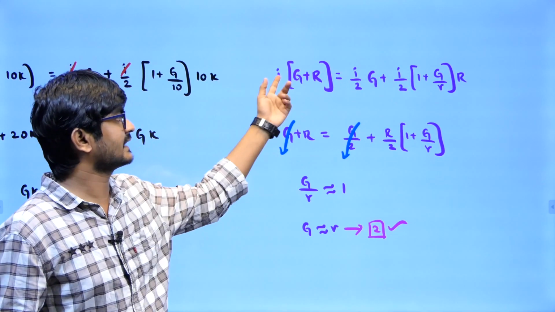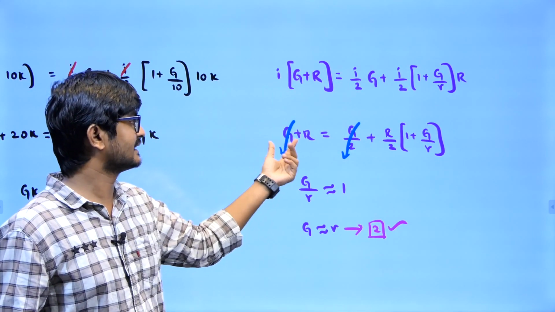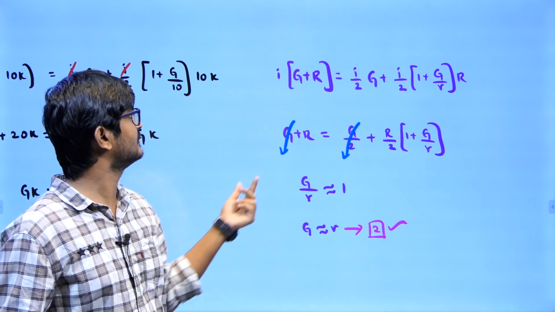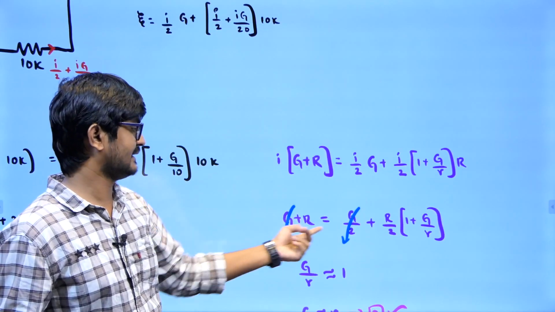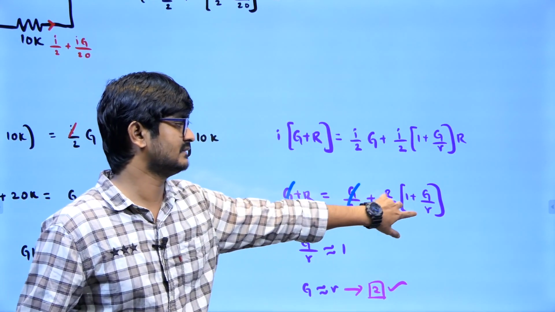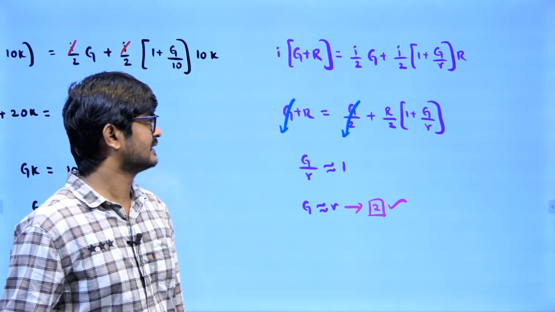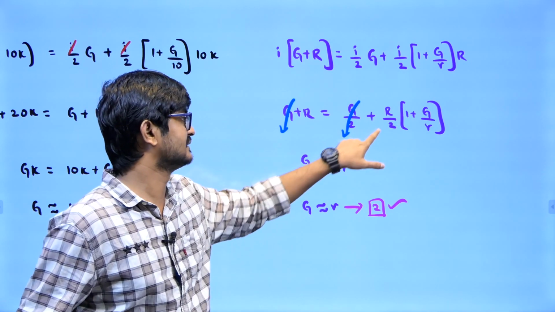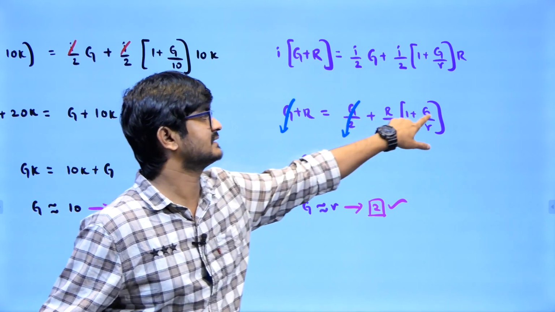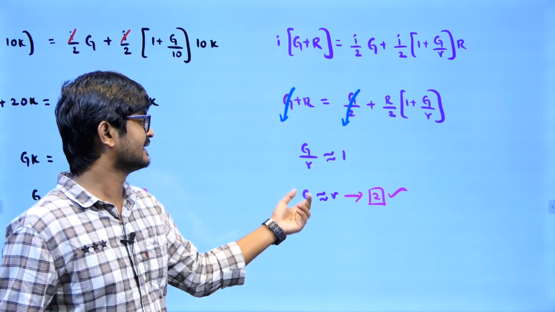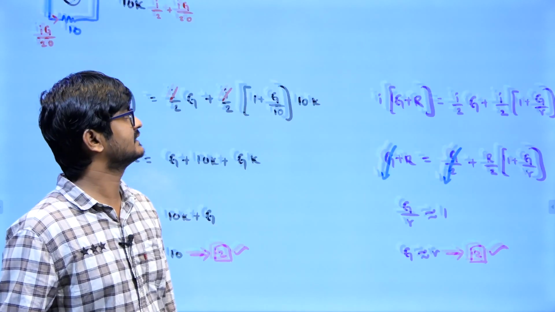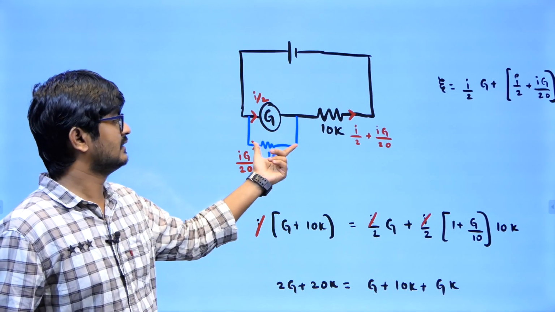Now what I can do is cancel R. Thereafter, generally the galvanometer resistance will be very small compared to that, because we are connecting a very high resistance, so I can neglect this compared to this part. Approximately, this R and this R will get cancelled. 1 plus G by R will turn out to be 2, so G by R will be approximately 1. So the galvanometer resistance will be almost equal to the resistance we are connecting in parallel.